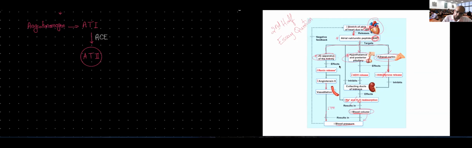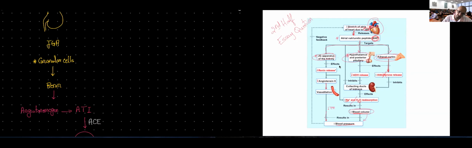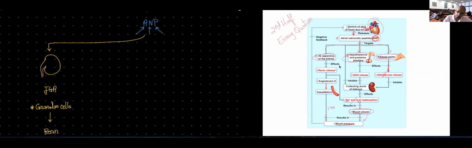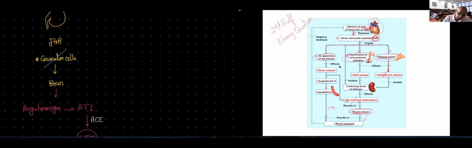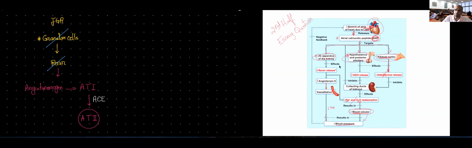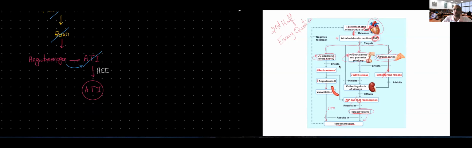So if I now have the effect of ANP, what's going to happen? ANP acts on the granular cells, preventing them from releasing renin. If I don't have renin, would I be able to convert angiotensinogen into angiotensin I? No. And if I don't have angiotensin I, would I get angiotensin II? What do you think? No.